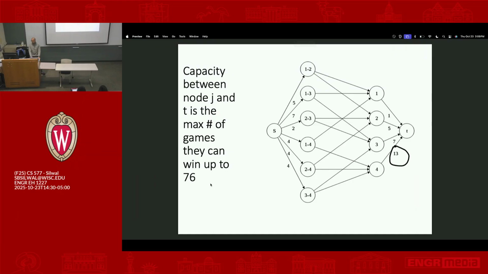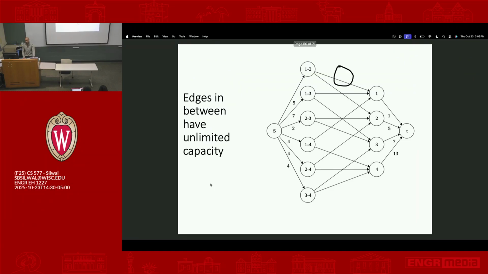Like I said, these numbers are just set up so that these teams will be bottlenecked by 76. That's the idea. And like I said, the edges in between don't really matter. And then we just run flow from S to T. So I kind of explained already, but can someone summarize why this works?